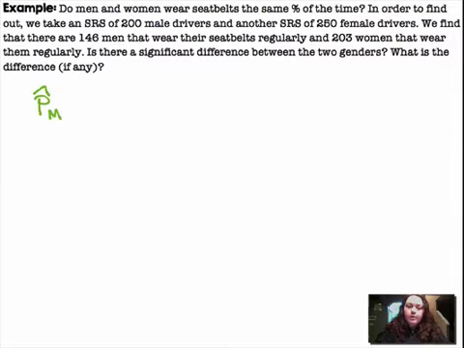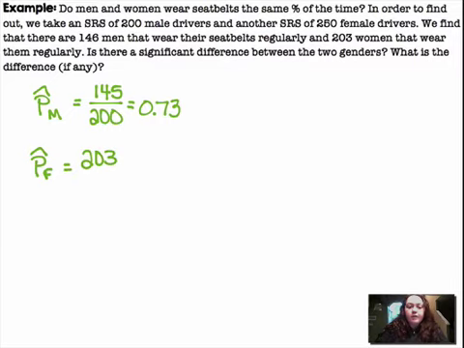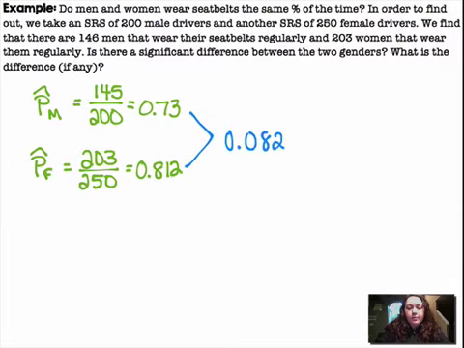So the p hat for males is equal to 145 out of 200, which gives me 73%. And the p hat for females is 203 out of 250, which gives me 81.2%. If we were going to do a test, we would find the difference between them, which is 0.082.